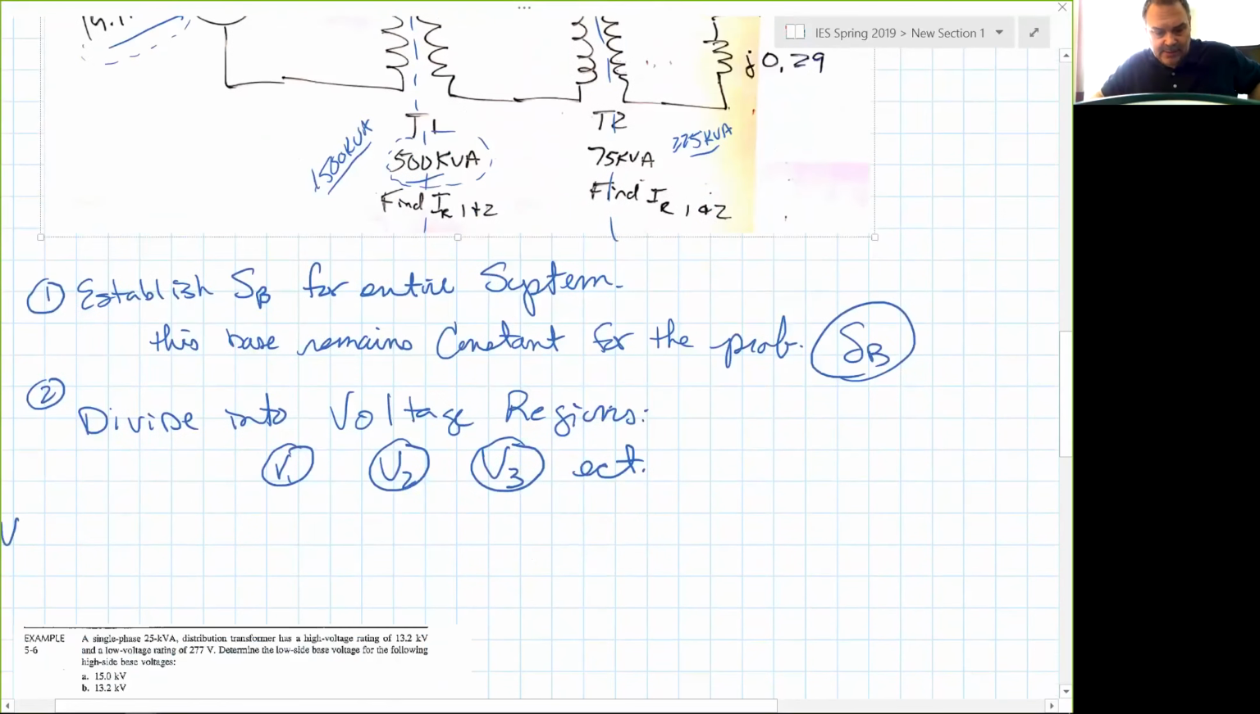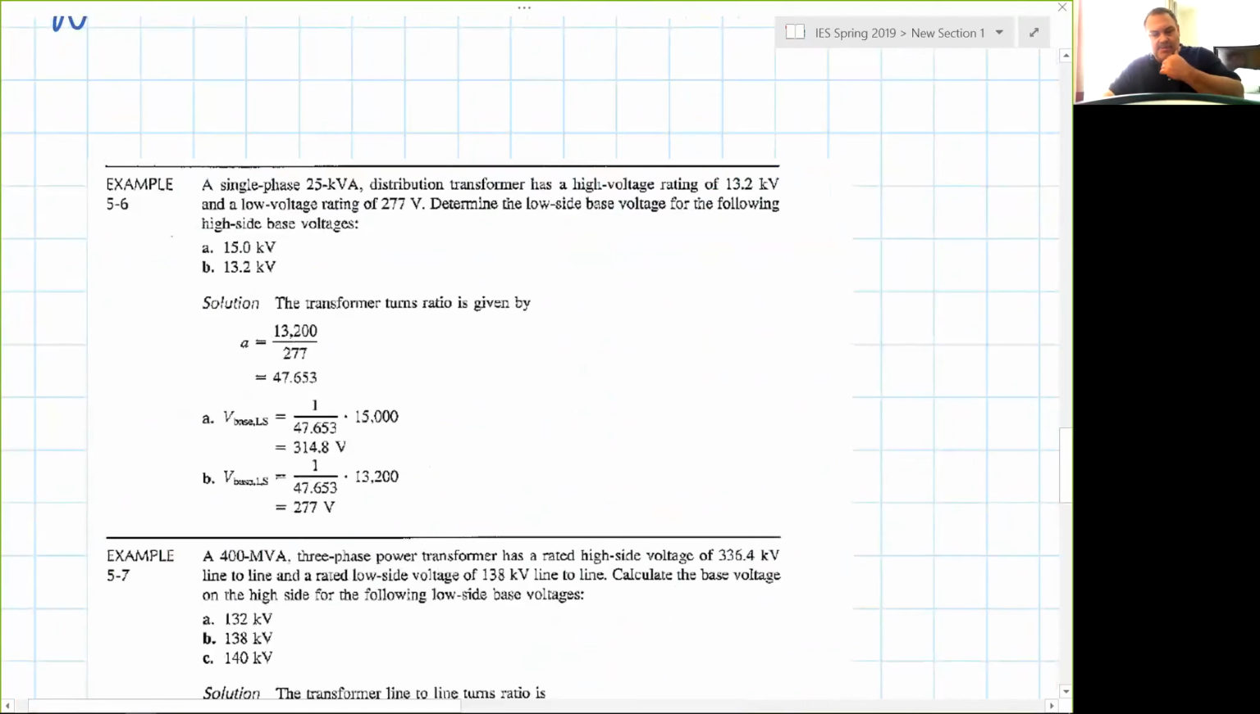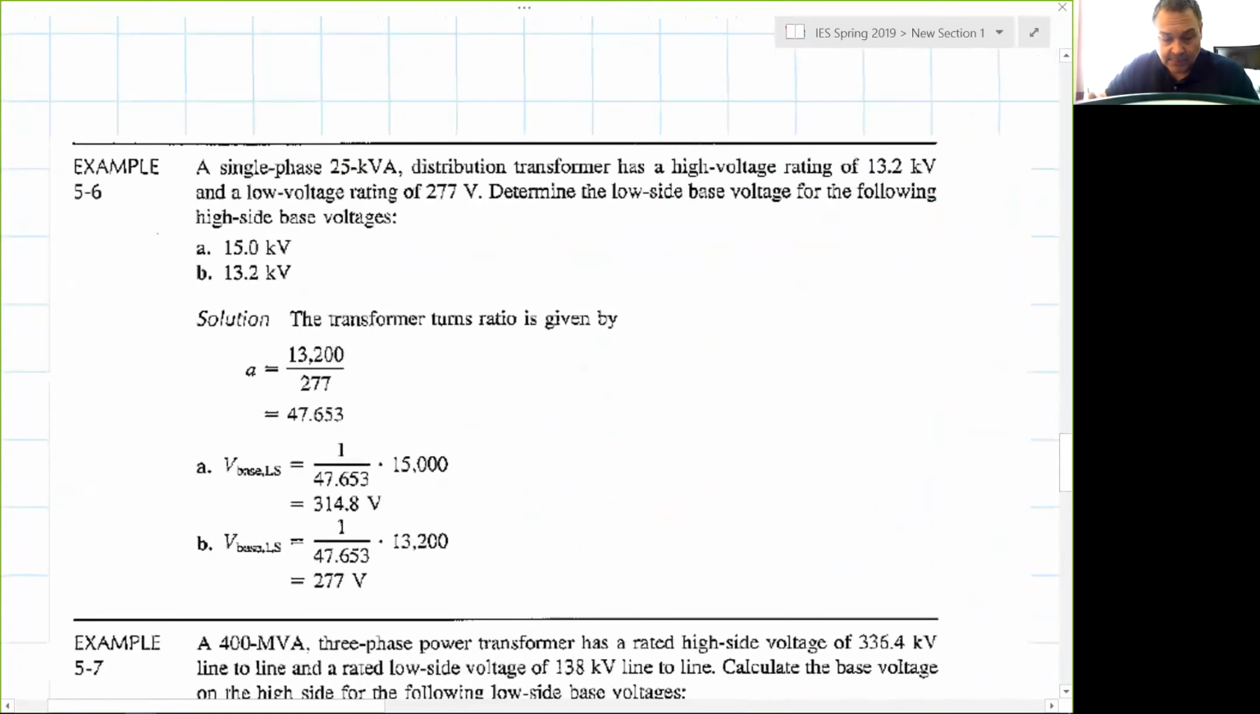Okay, so what I'd like to do now is get back into the book, and let's just begin working some small examples as it relates to transformers. Now, the first couple examples here, this is in case your base voltage ratios from region to region do not match your transformer ratios. It's just a couple of examples.